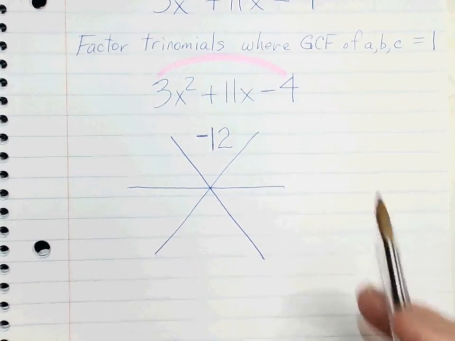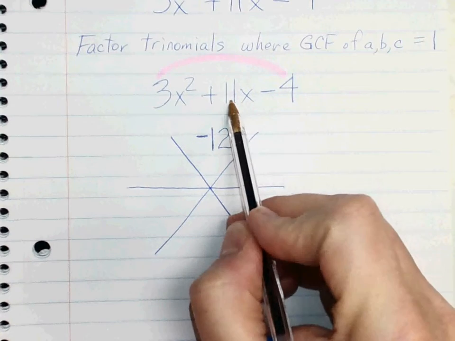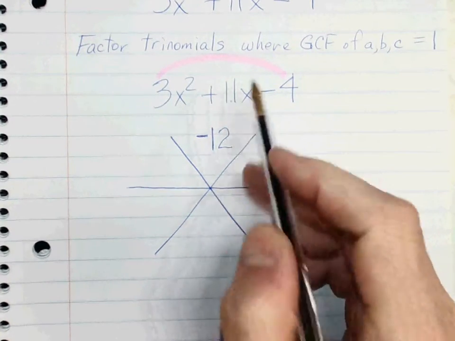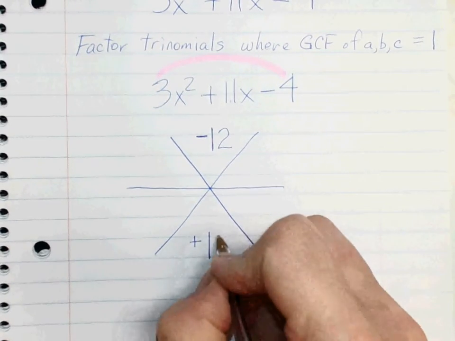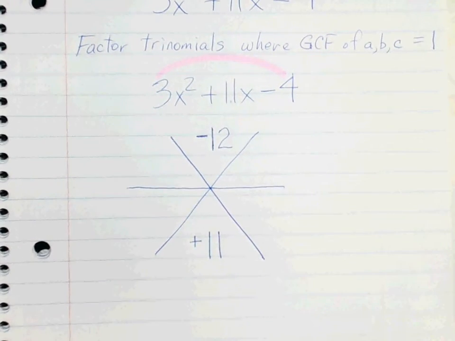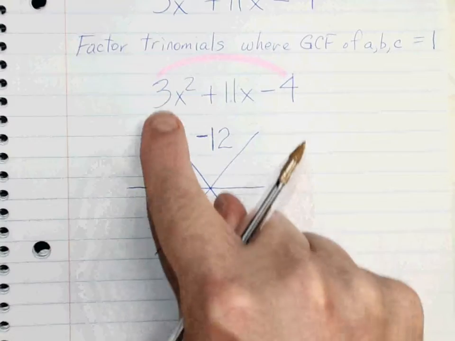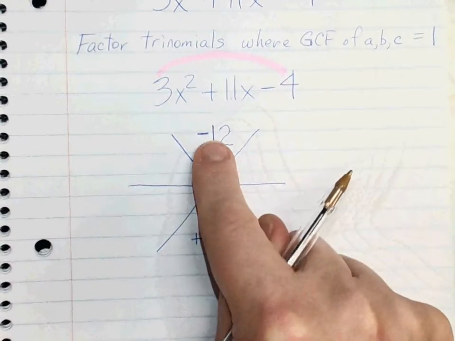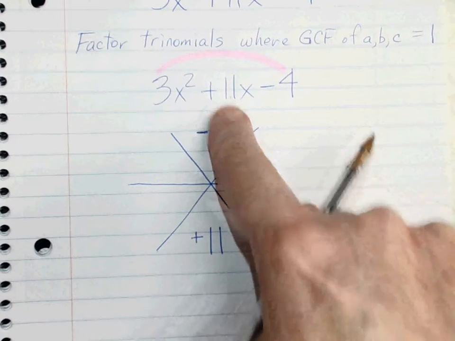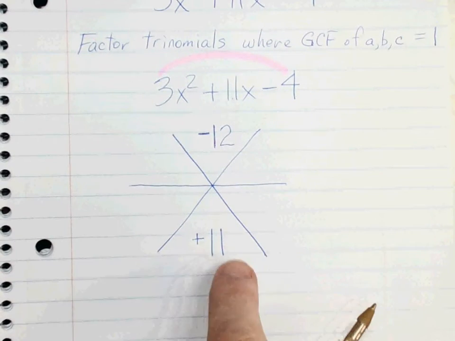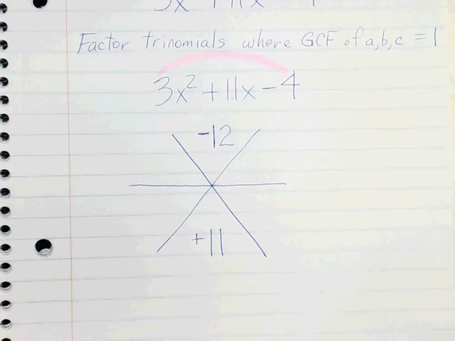Look at your middle number. Look at b. In this case, it's 11. This goes directly at the bottom. So that's a positive 11. 3 times negative 4 is negative 12. Put it in the top slot. Just look at the middle term. Put it in the bottom spot. Make sure you take a look at the sign.